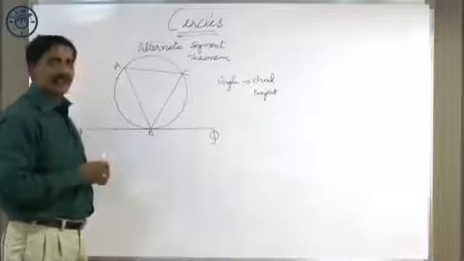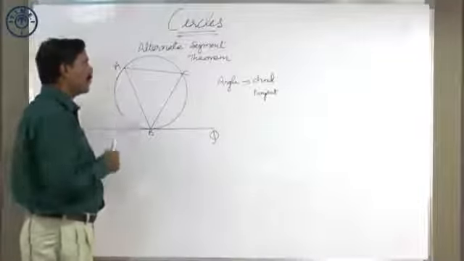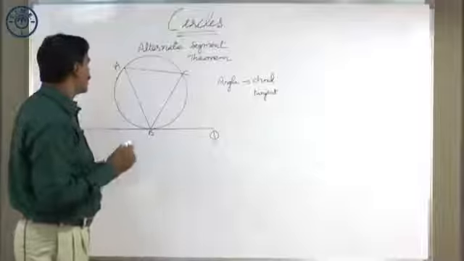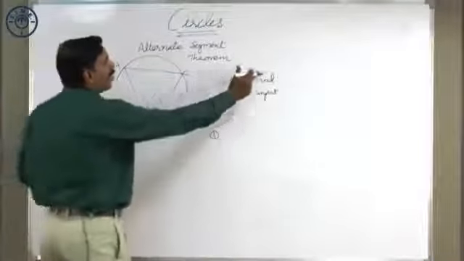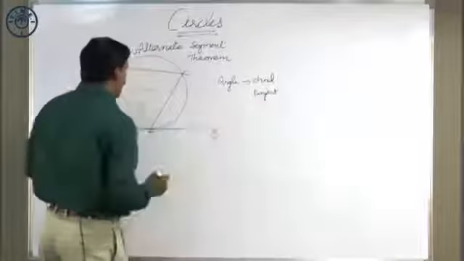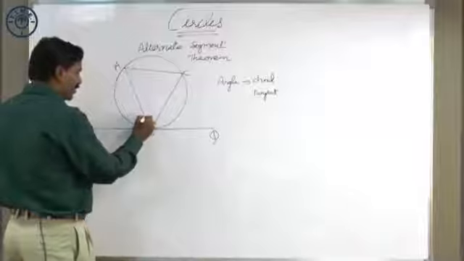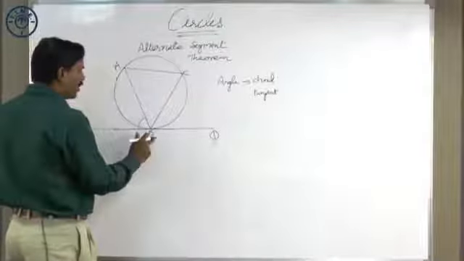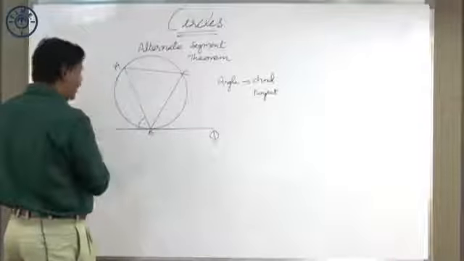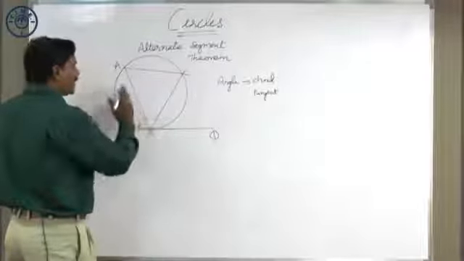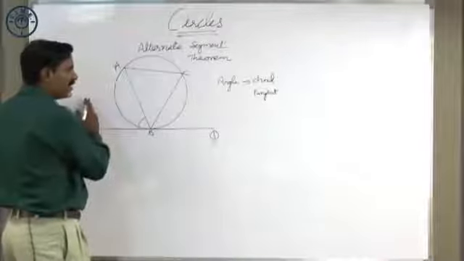Alternate segment theorem. This is one of the important theorems that we'll be regularly using based on the problems based on circles. The theorem says the angle made by a chord and a tangent at the point of contact of the tangent with the circle is equal to the angle in the alternate segment. This is one segment of the circle we know.